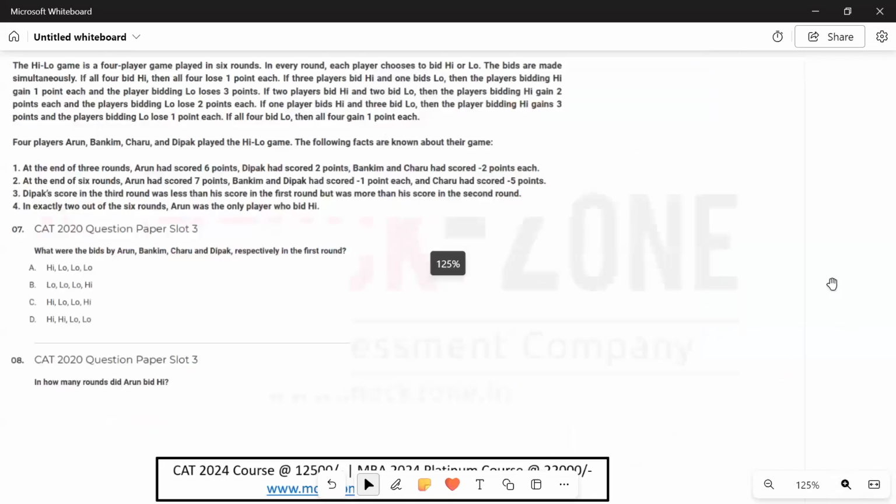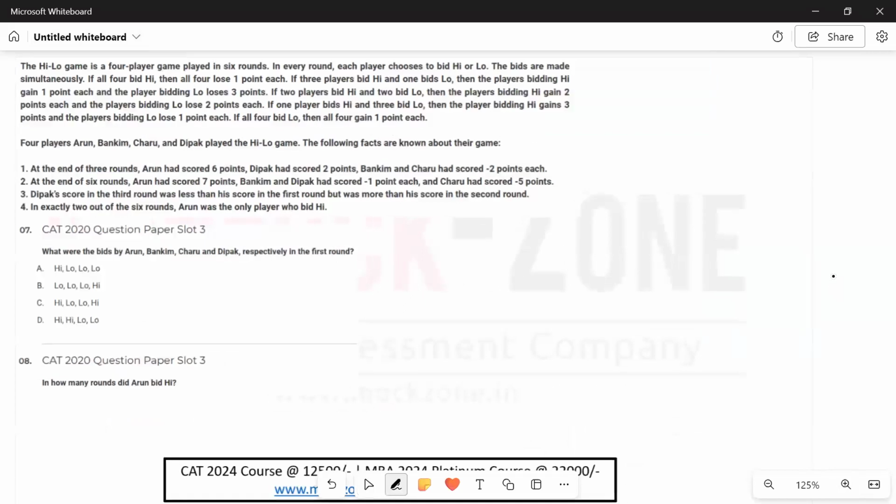So the question says a high-low game is a four-player game played in 6 rounds. In every round, each player has to bid high or low. The bids are made simultaneously. If all four players bid high, then all four lose 1 point. If three players bid high and one bids low, then the players bidding high gain 1 point and the player bidding low loses 3 points.